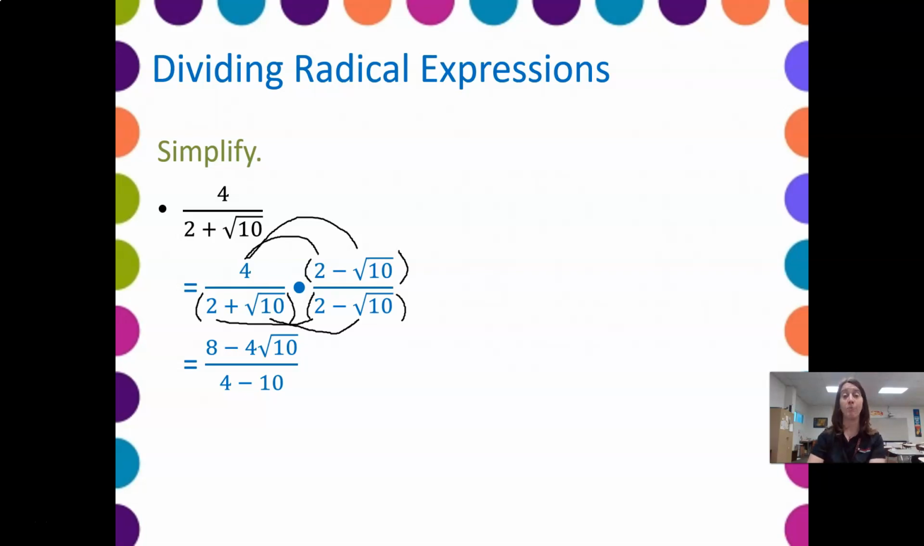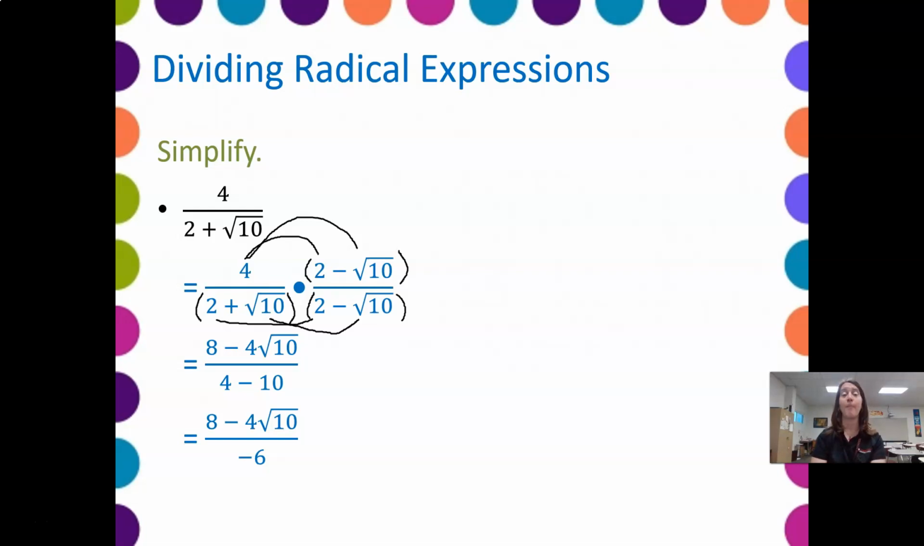Let's continue in this problem to see what else we can do. The numerator has 2 separate pieces, our 8 and our 4 square root 10. Those 2 pieces are not alike because one has a square root of 10 and one does not. Well, let's go to the denominator. We have a 4 and a 10. Well, those are just regular numbers. We can subtract them. So my numerator stayed the same, 8 minus 4 square root 10. The denominator, 4 minus 10, is negative 6.